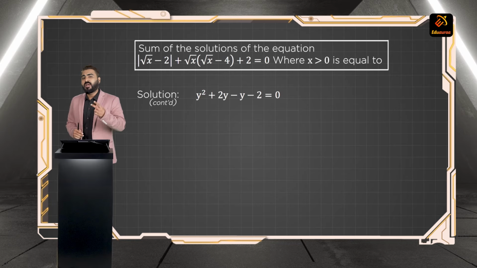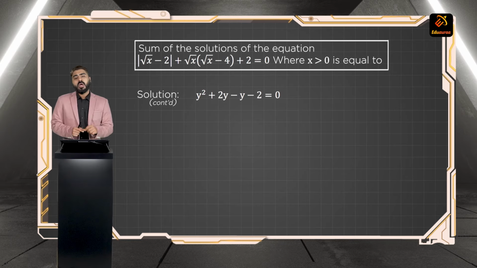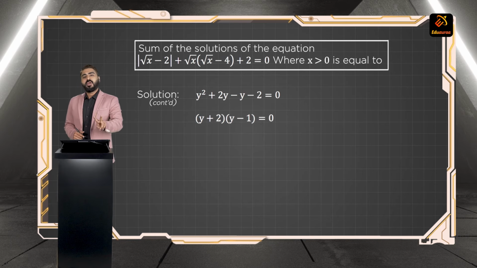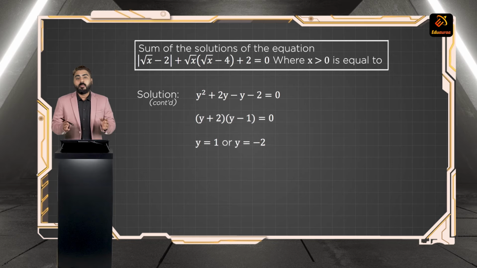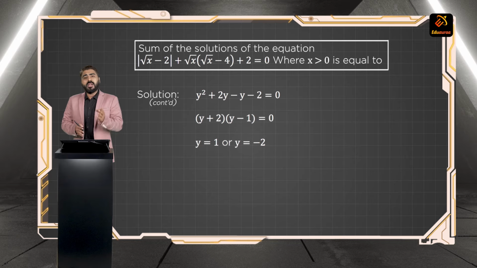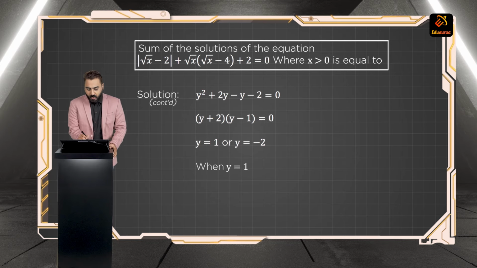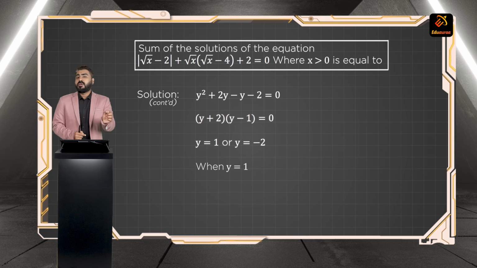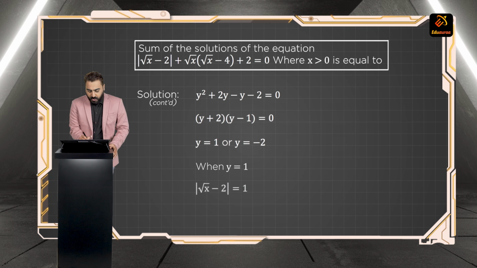So from this we get two factors. What are the factors, students? y plus 2 into y minus 1 equals to 0. So from this we have two roots. y is equal to 1 and y is equal to minus 2. So students, how to solve? So let's consider y is equal to 1 first. Now students, when we consider y is equal to 1, what is y? We assumed y as mod of root x minus 2 is equal to 1.